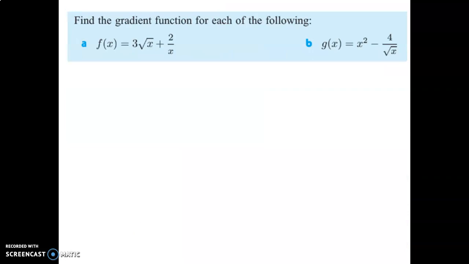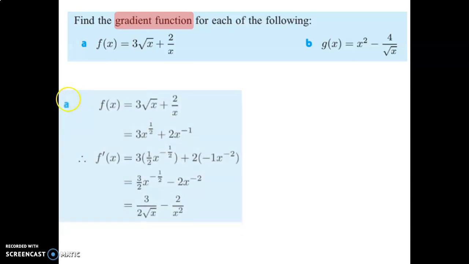How about these two? Try these two out. Notice here it says find the gradient function. When we find the derivative, it's called the gradient function because the function you create when you get the derivative is the function that will give you the gradient or the slope, right? We talked about that, derivative of slope. So there's A.